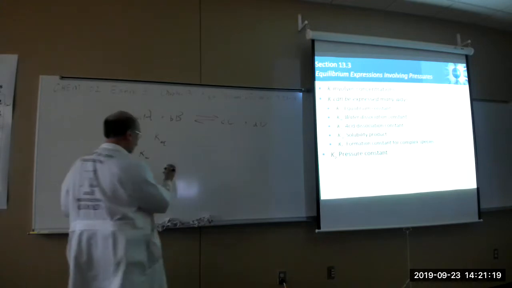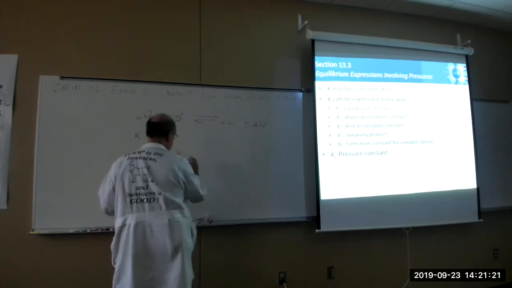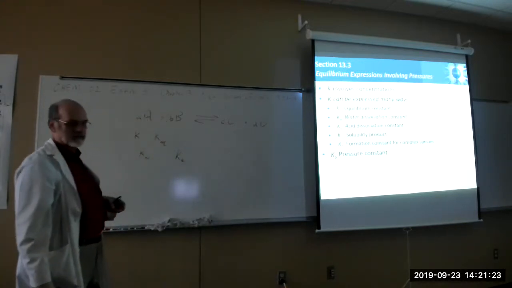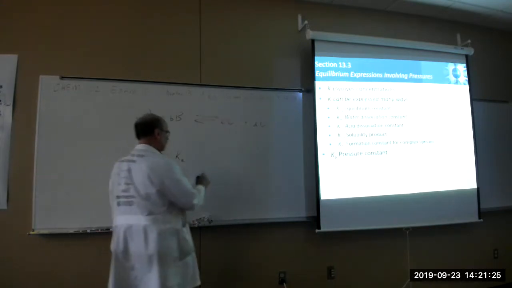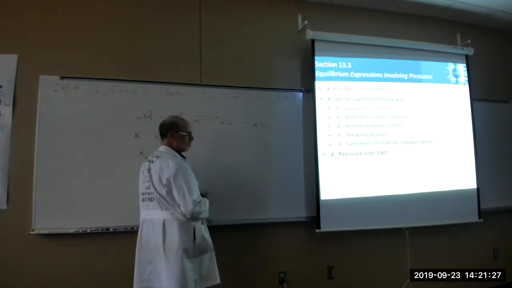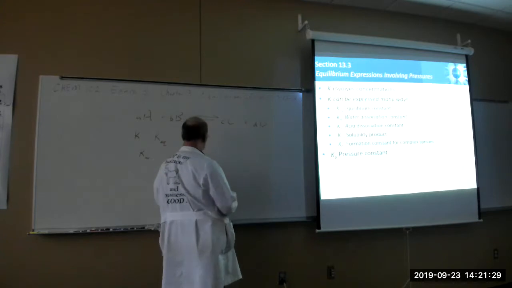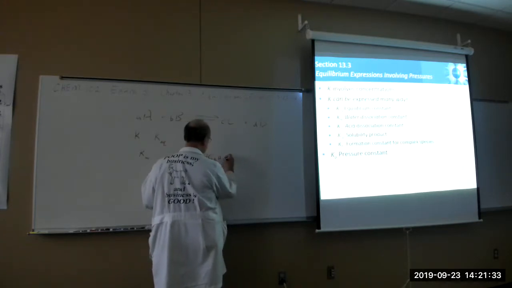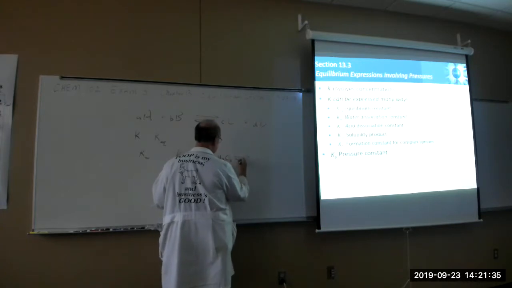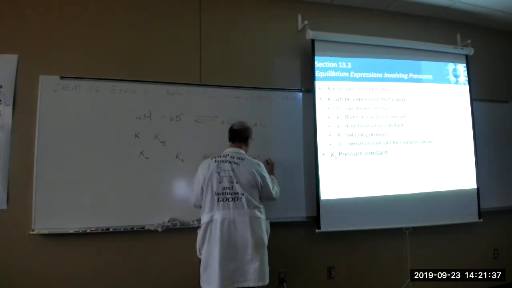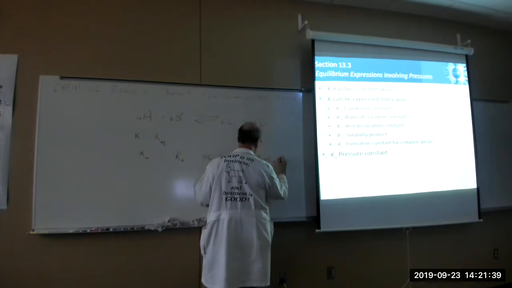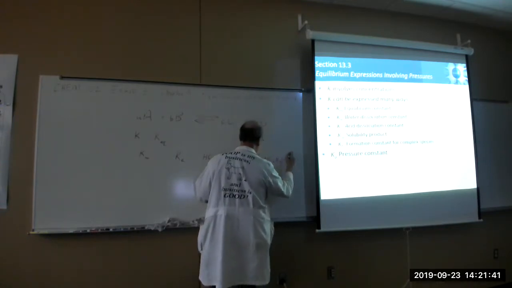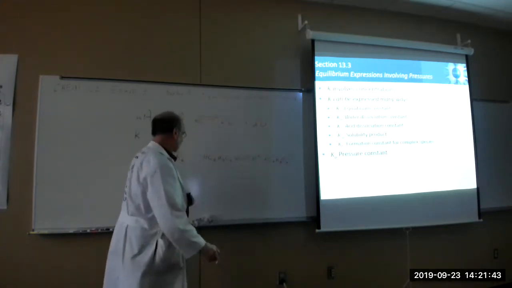We have another one for the acid dissociation constant. So if we had, let's see, acetic acid, it's going to produce a proton plus the acetate ion. Okay.